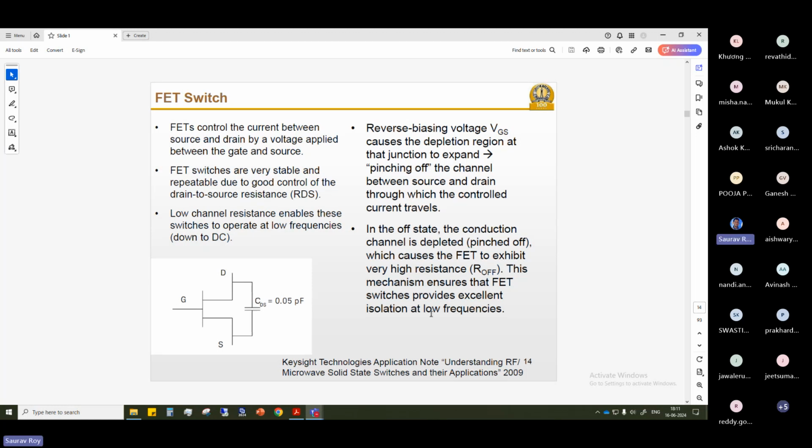So these are again taken from this application note. You can even read this yourself. They will have other content also. You can look into this.